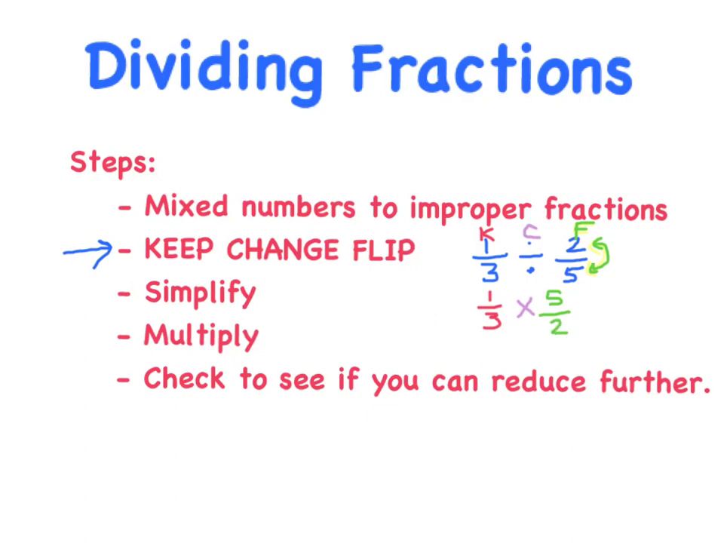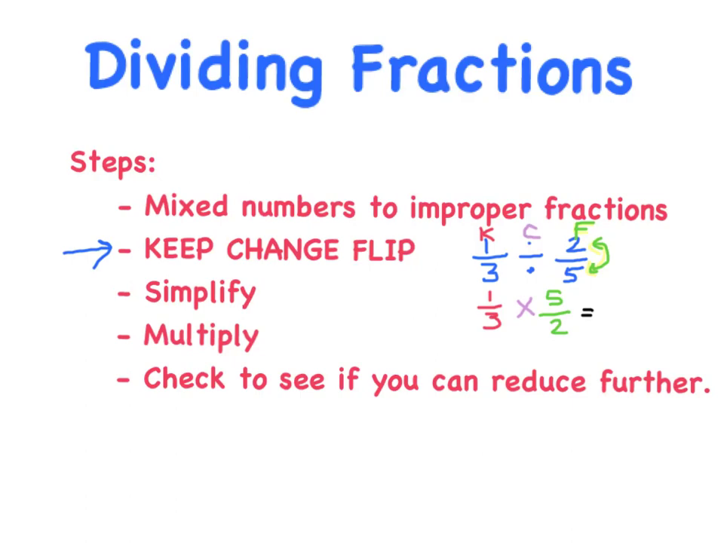At this point, we basically have a multiplication problem. So we follow the steps for multiplying, where we're going to first simplify. In this case over here, there's nothing we can simplify. 1 and 2 have nothing in common. 3 and 5 have nothing in common. So I'm going to follow the next step, which says just to multiply.